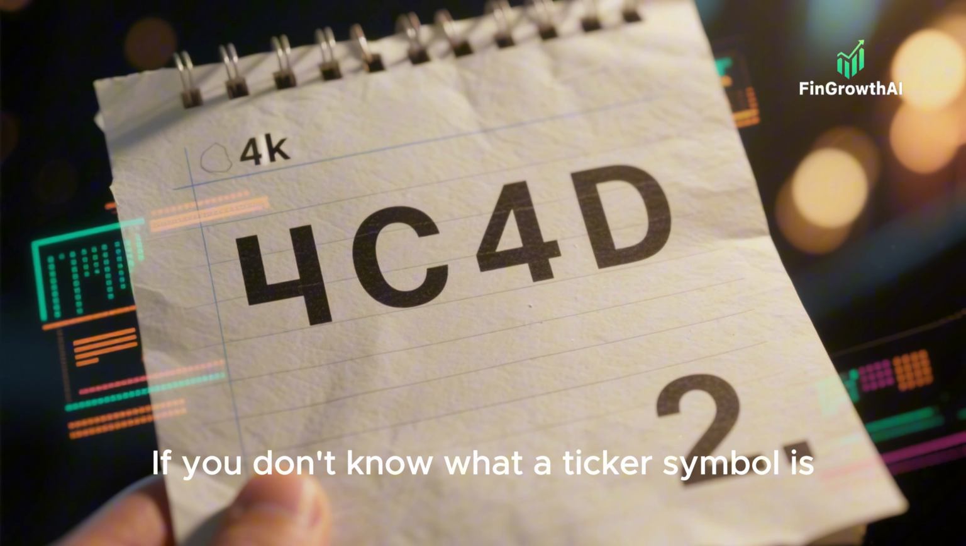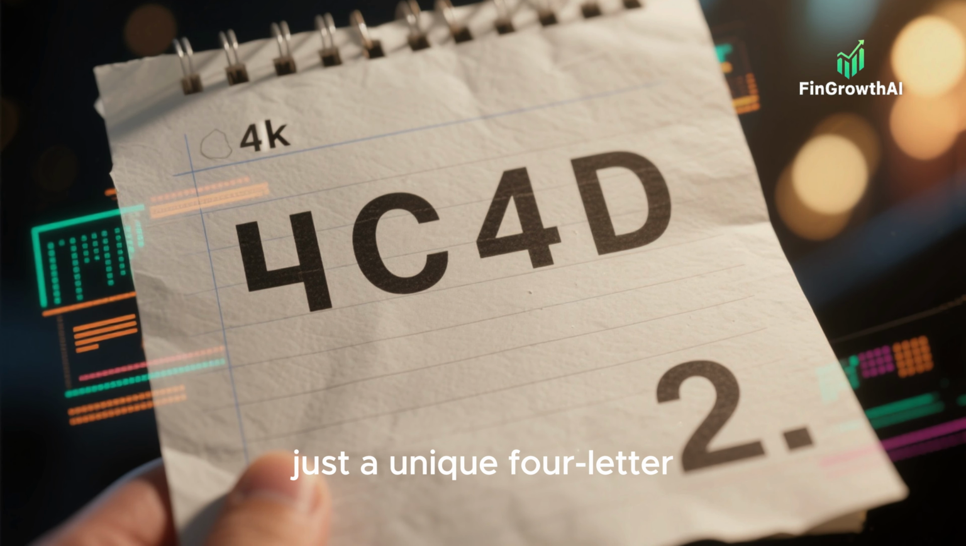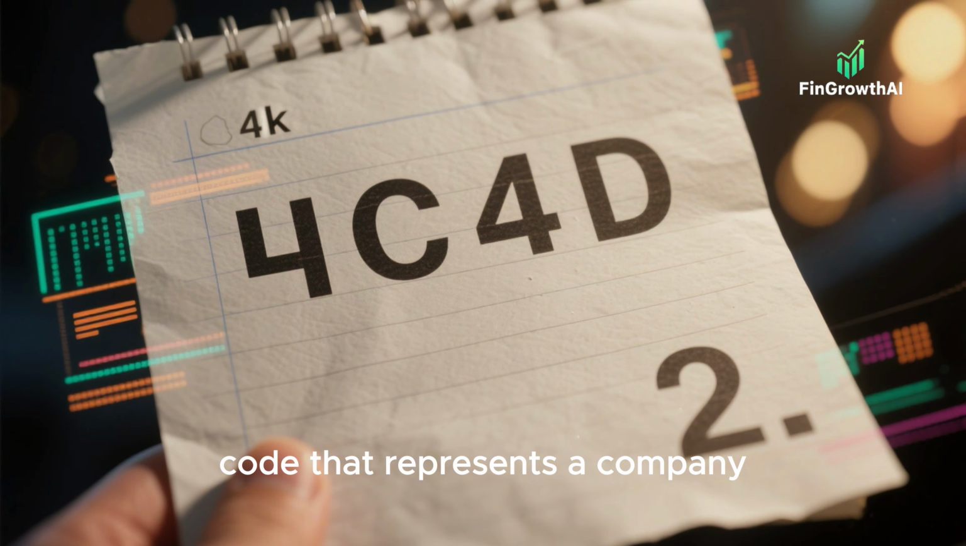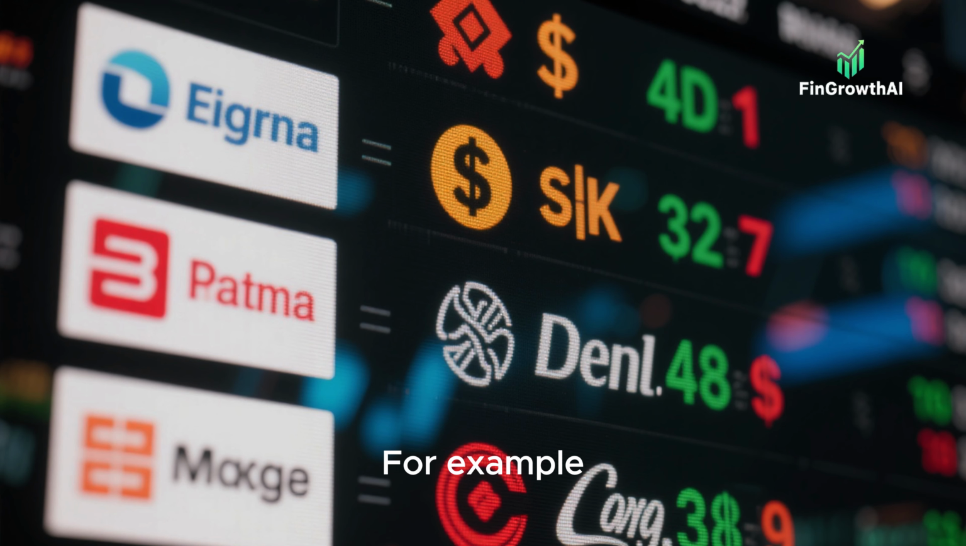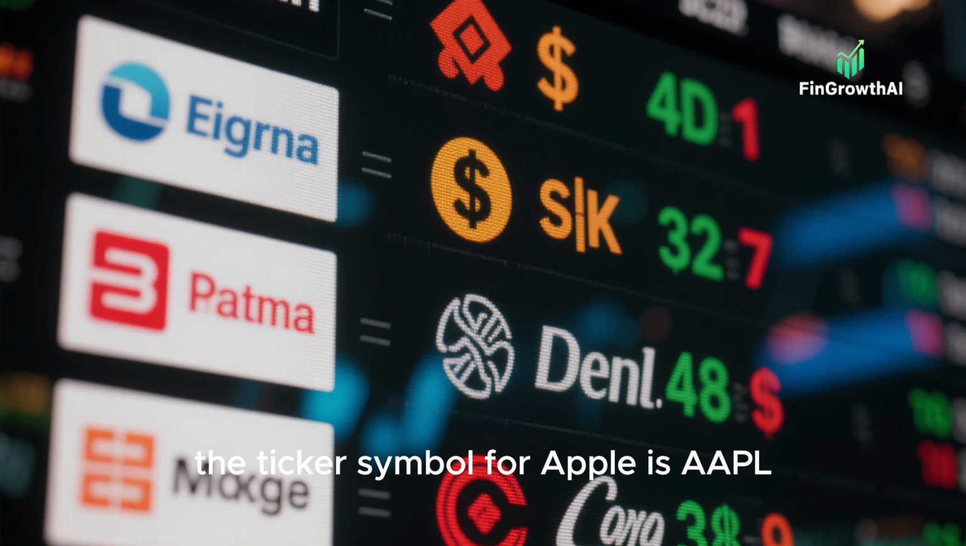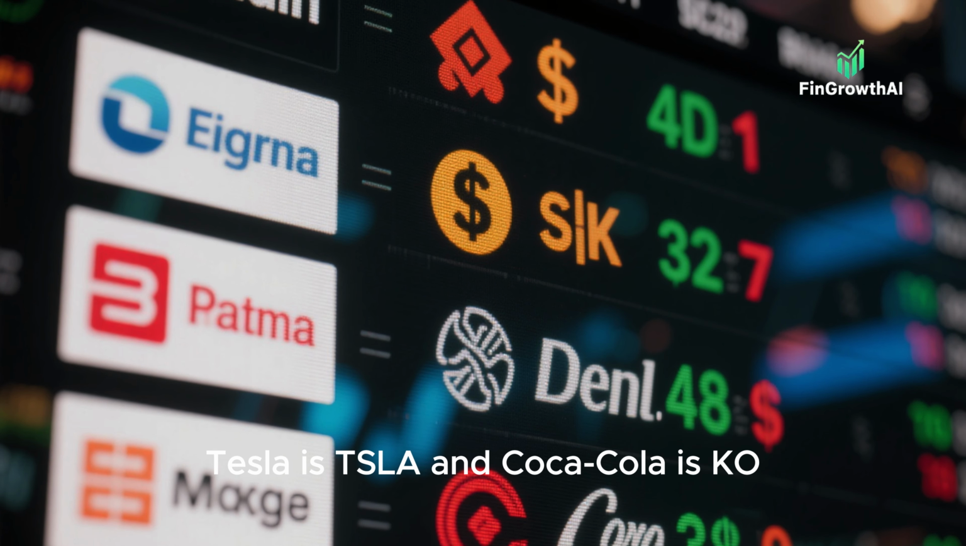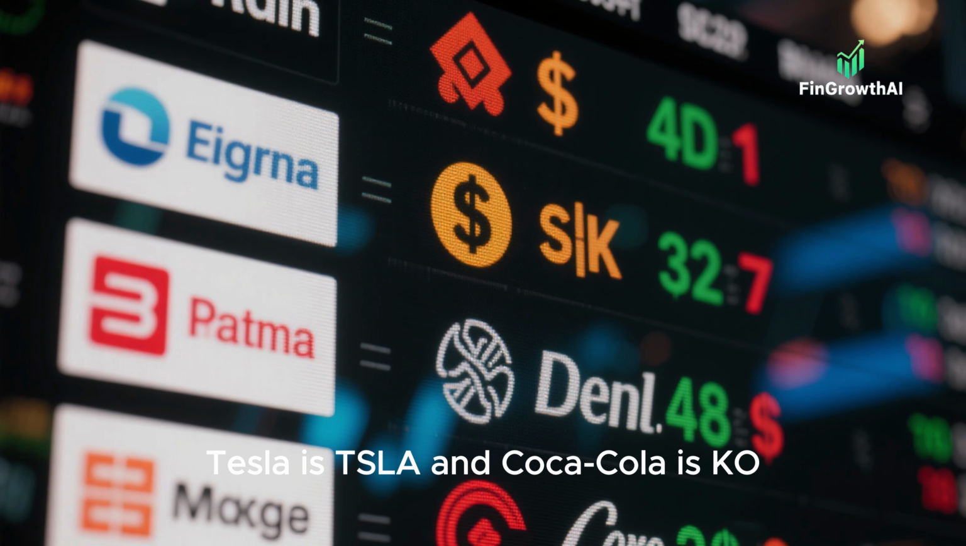If you don't know what a ticker symbol is, it's basically just a unique 4-letter code that represents a company in the stock market. For example, the ticker symbol for Apple is AAPL, Tesla is TSLA, and Coca-Cola is KO.